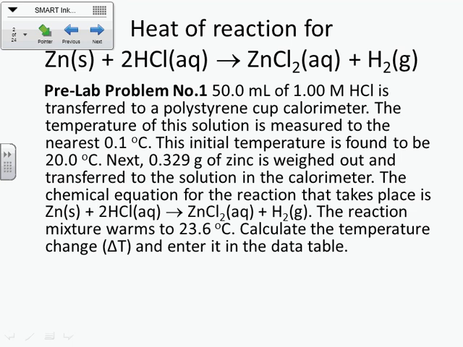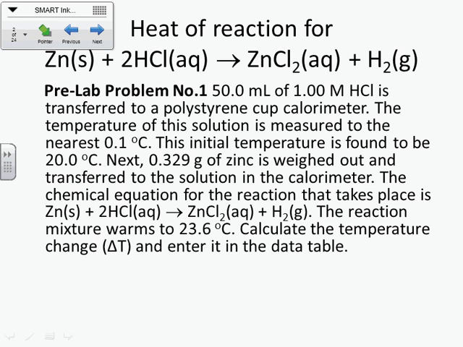So the temperature of the solution is measured to the nearest 0.1 degrees Celsius. Initial temperature is found to be 20 degrees Celsius. That's about room temperature, give or take. And then 0.329 grams of zinc is weighed out and transferred to the solution in the calorimeter. Chemical equation for the reaction. I don't know why it's up here and down there, but there it is twice. The reaction mixture warms to 23.6. So not a huge temperature change, but it is a temperature change.